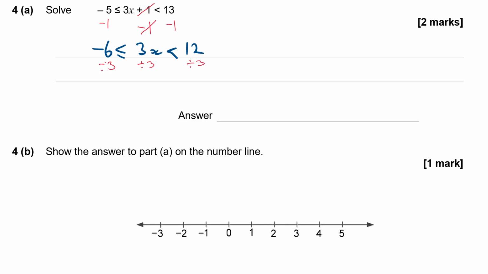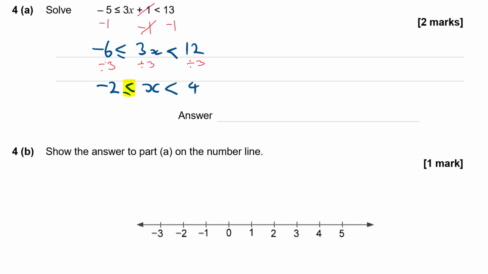Okay, so negative 6 divided by 3 is negative 2. 3x divided by 3 is x, and 12 divided by 3 is 4. So x lies between negative 2 and 4. Negative 2 is included because it's greater than or equal to, but 4 is not included.